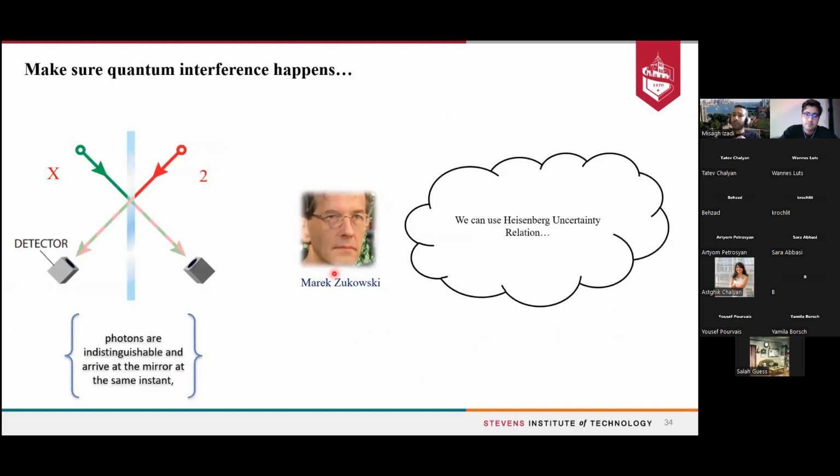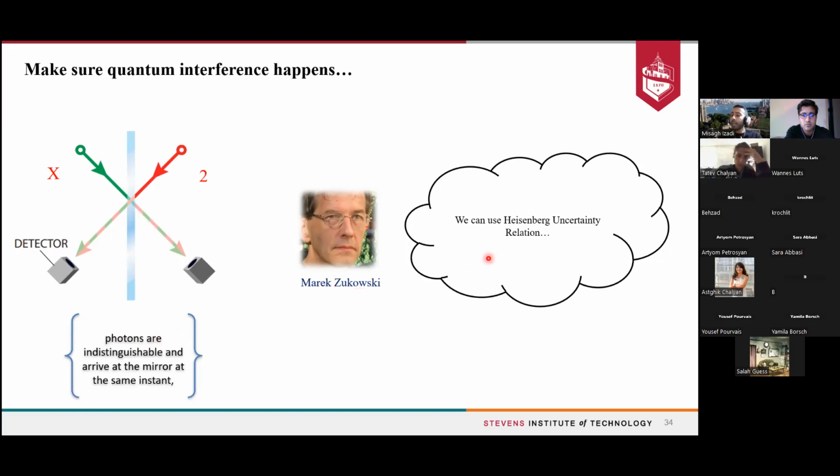But I would like to mention a very important point here, and this is the heart of the experiment. As I mentioned previously, you have to make sure that quantum interference happens at this point, because quantum interference is different from the classical one. And if you don't have quantum interference, the teleportation doesn't work. You have to make this condition: photons are indistinguishable and arrive at the mirror at the same instant. But how do they achieve that practically, experimentally? The Zeilinger group uses a smart way proposed by Zukowski from Gdańsk University in Poland.